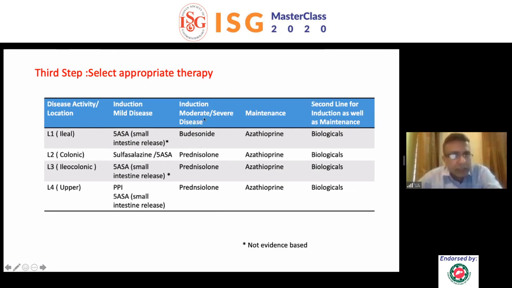Budesonide for induction of moderate to severe disease. For maintenance, azathioprine is the best drug. And second line is biological. Whenever steroids don't work, azathioprine does not work. So if it is a colonic disease, then you would like to use sulfasalazine or 5-ASA. Induction, if it's a moderate to severe disease, prednisolone, and maintenance remains azathioprine. Second line remains biologics. If it is an ileocolonic disease, again the same. If it is an upper GI disease, then you may have to add proton pump inhibitors in addition.